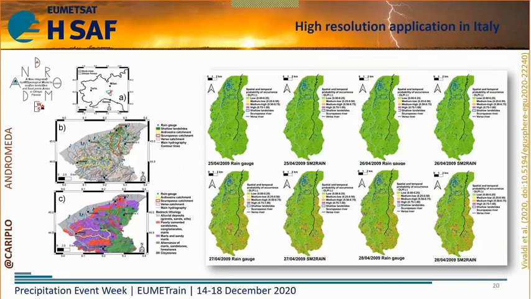We have done this in the framework of a national project named Andromeda, funded by Fondazione Cariplo. And here you can see one of the basins of the study area during a rainfall event occurring in April 2009. And here you can see the probability of occurrence of landslides.